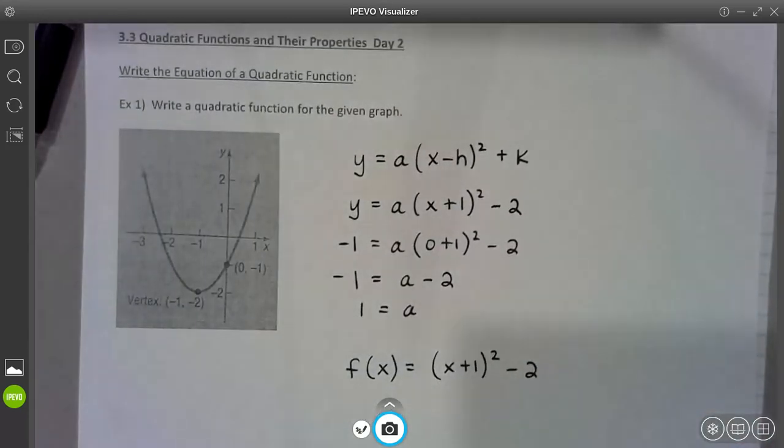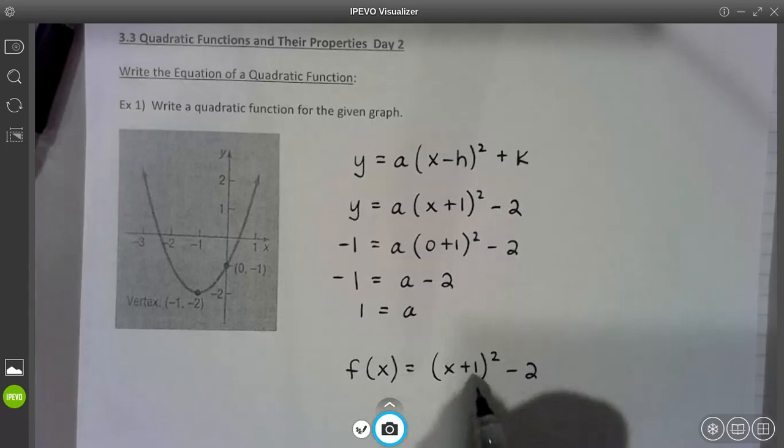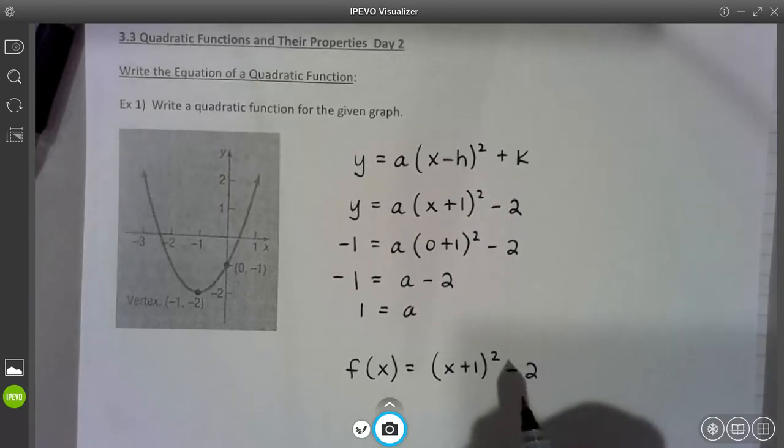Now, the only thing you have to be careful about is on the online homework, sometimes they'll ask you to write it in simplified or standard form, which means you're probably going to have to FOIL this out and combine like terms. And then you have to end in standard form. I'm not going to do that right now just because I don't think we need to waste time showing each other that.